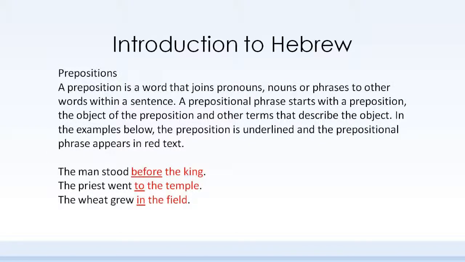A preposition is a word that joins pronouns, nouns, or phrases to other words within a sentence. A prepositional phrase starts with a preposition, then the object of the preposition and other terms that describe the object. In the examples below, the preposition is underlined and the prepositional phrase appears in red text.